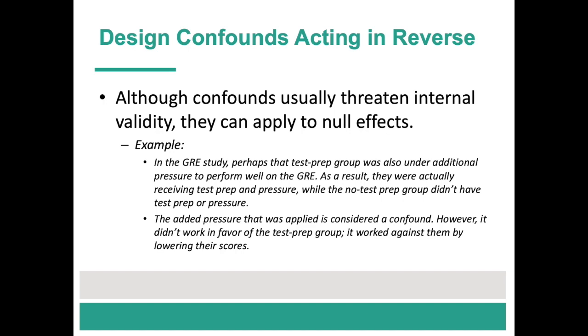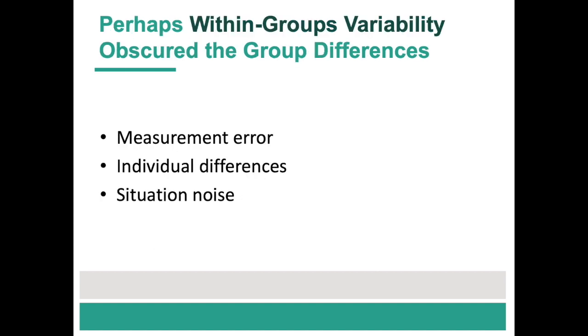And those things would help us understand if there are other confounds acting, possibly in reverse, where it's actually hurting our study. All right, another thing, perhaps the within groups variability obscured the group differences. Here, ideas such as measurement error, individual differences, and situation noise. Each of these can impact how much variability happened within groups.